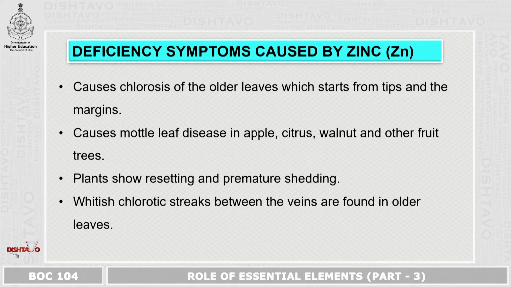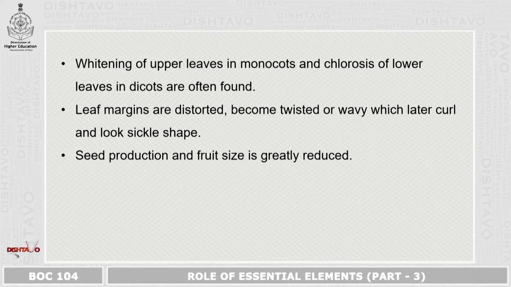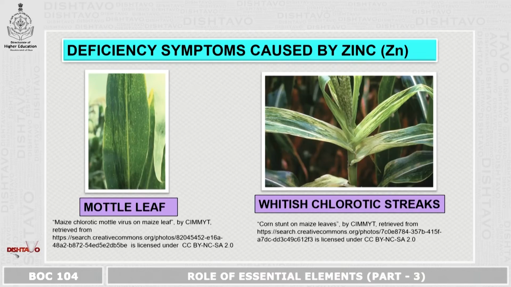Whitish chlorotic streaks between the veins are found in older leaves. Then whitening of the upper leaves in monocot plants takes place, and chlorosis of the lower leaves is found in dicots. Leaf margins are distorted, they become twisted or wavy, which later curl and look sickle shaped. Seed production and fruit size are greatly reduced.